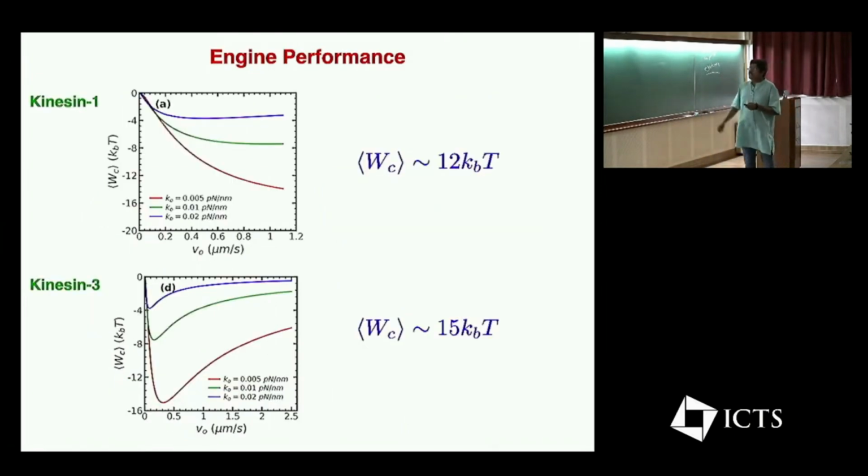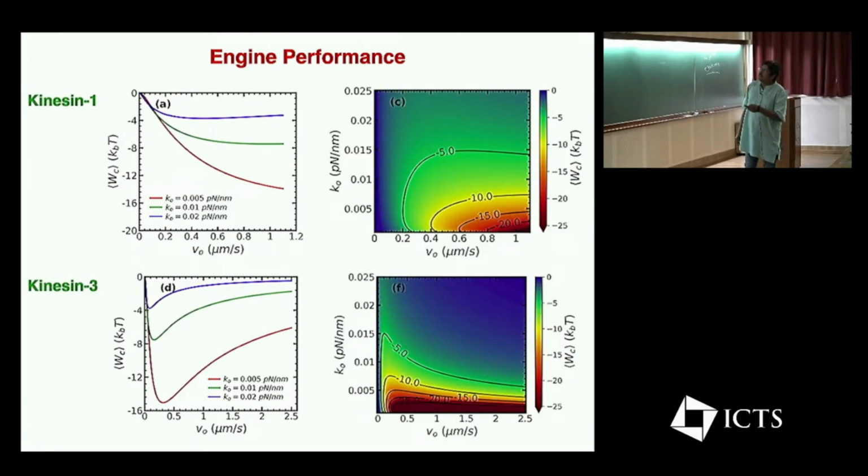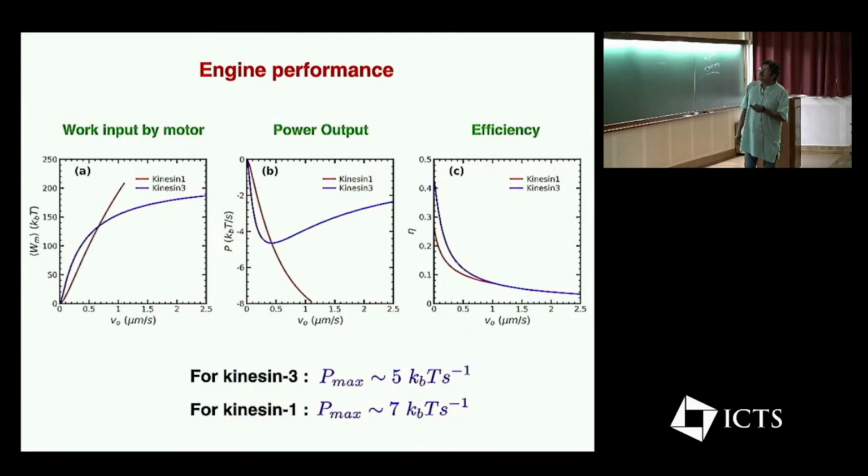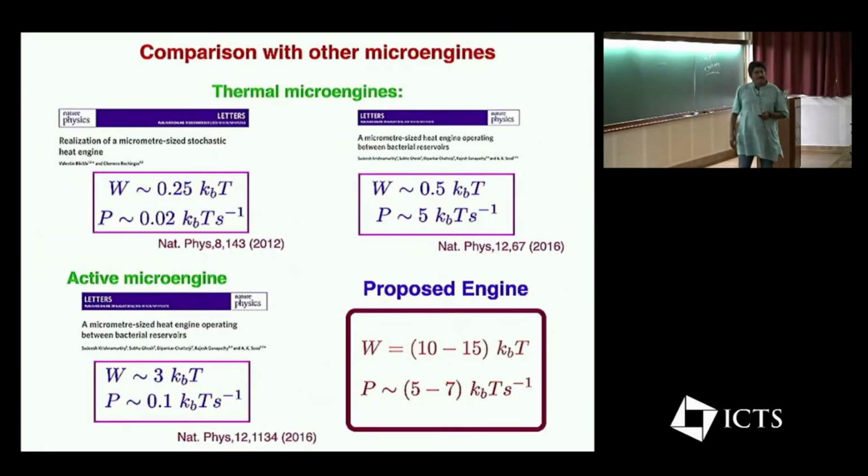More generally, if we look at the system, for kinesin and kinesin 3 motors, the average work output that you get is at least 10 kBT or more. And these are the corresponding contour plots in terms of the trap stiffness and the motor velocities, which can be tuned in an experiment. These are also other indicators of engine performance: the power output of these motors. The broad point is that the power you can extract is 5 to 7 kBT per second. So how does it compare with other microscale engines, including the engine that I just described?